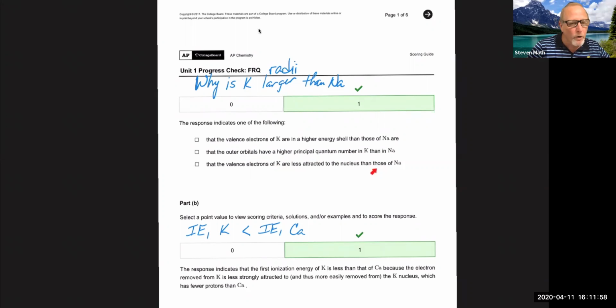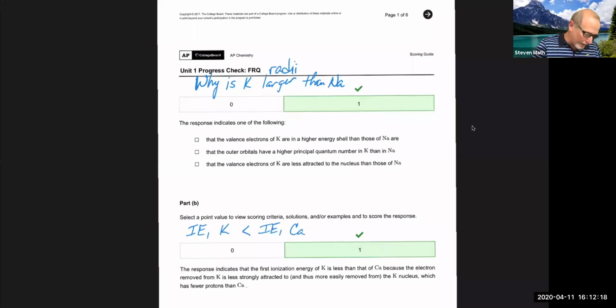We really haven't gone too far into shielding effect at this point, but we probably could play that card that potassium has more of a shielding effect. Therefore, it's not held as tightly to the nucleus and the radius is going to get to be a little bit larger. That would be a perfectly acceptable answer.